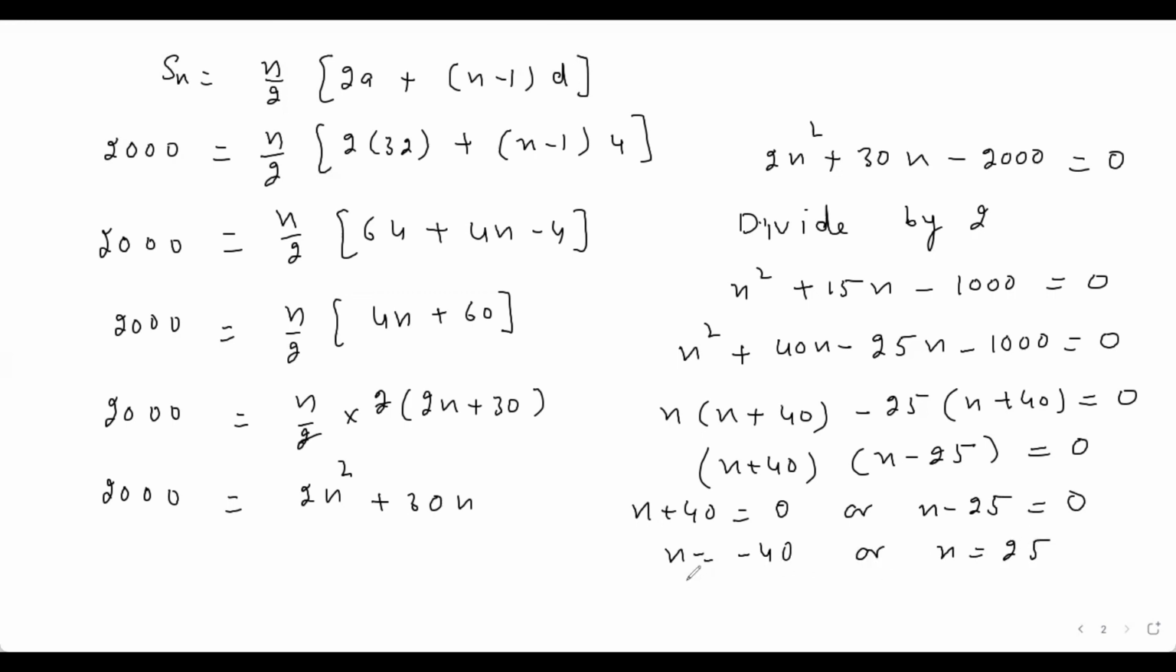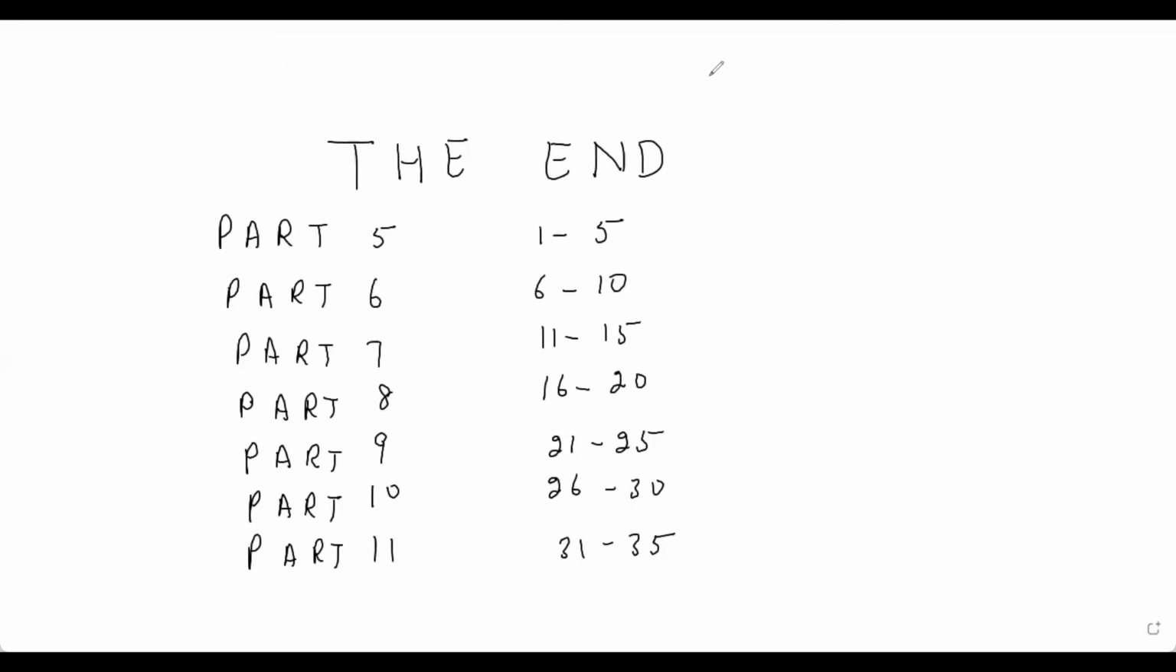Now N cannot be negative. The number of terms cannot be negative. So it implies N is equal to 25. So the answer is 25. This is the end of this video.